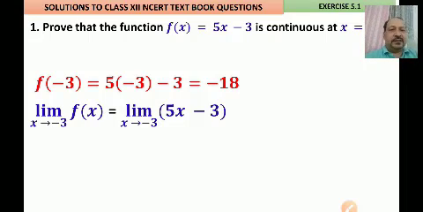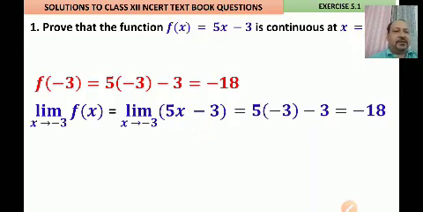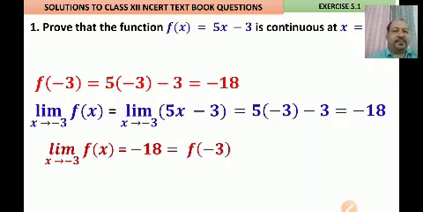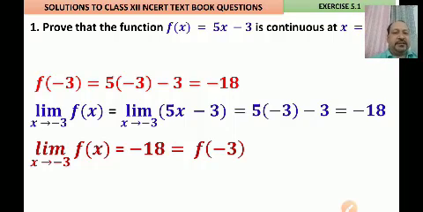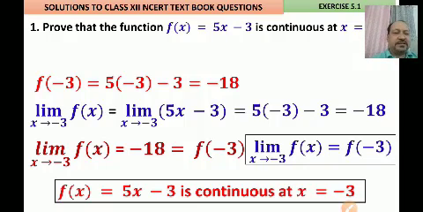Limit x goes to minus 3, f of x equal to limit x goes to minus 3, 5x minus 3, and when you put the value of x, you will get minus 18. This shows that the limit value of the function is minus 18 and it is always equal to the functional value. So f of x equal to 5x minus 3 is continuous at x equal to minus 3.